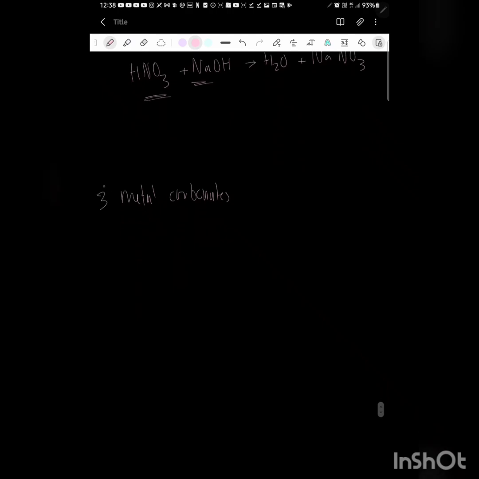Okay, so the final thing you need to know about is metal carbonates. And so the general one for this is acid plus metal carbonate makes carbon dioxide.